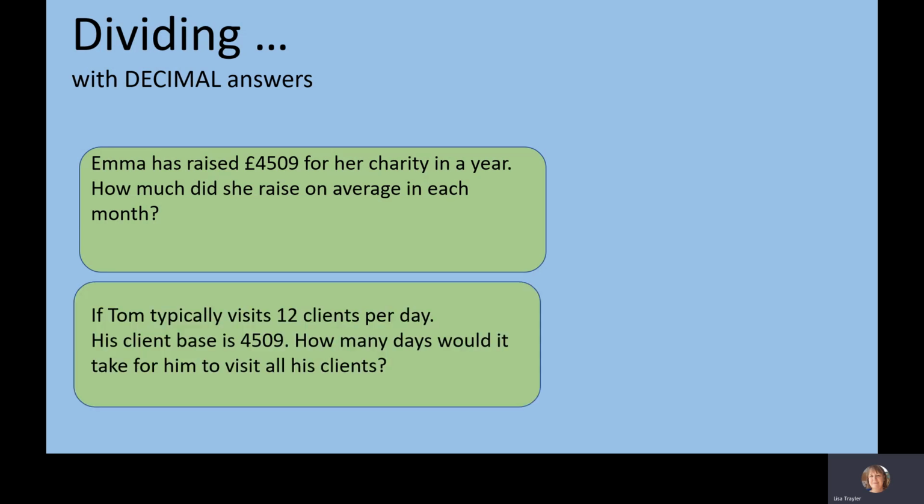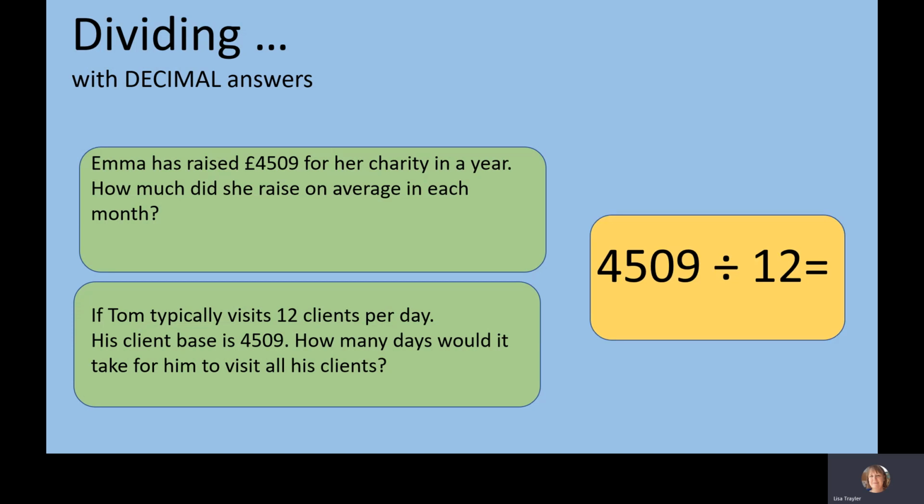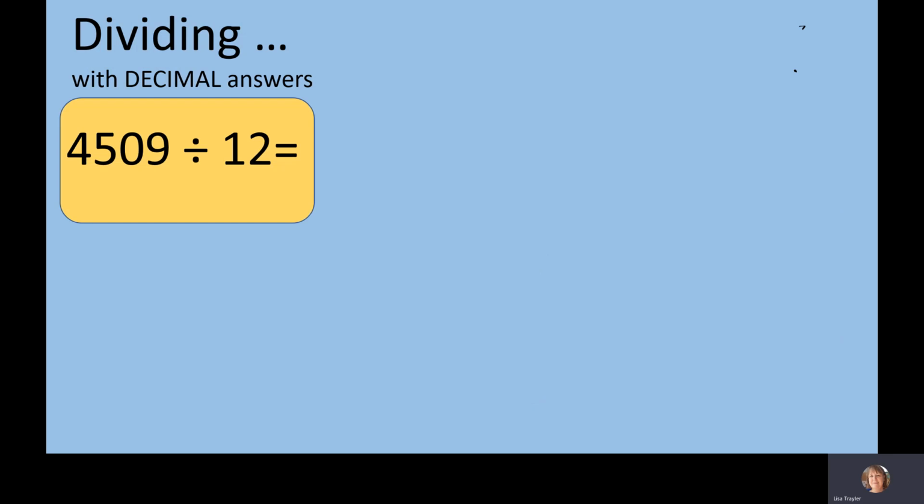Another question might be, if Tom typically visits 12 clients per day and his client base is 4,509, how many days would it take for him to visit all his clients? For both of these questions, the calculation that needs to be carried out is 4,509 divided by 12. In other words, how many 12s fit into 4,509? So let's have a look at that.